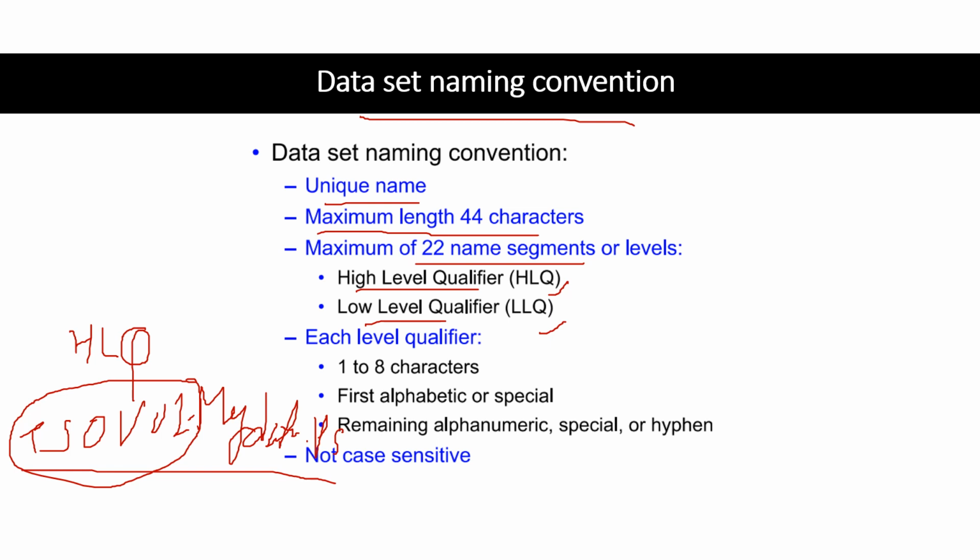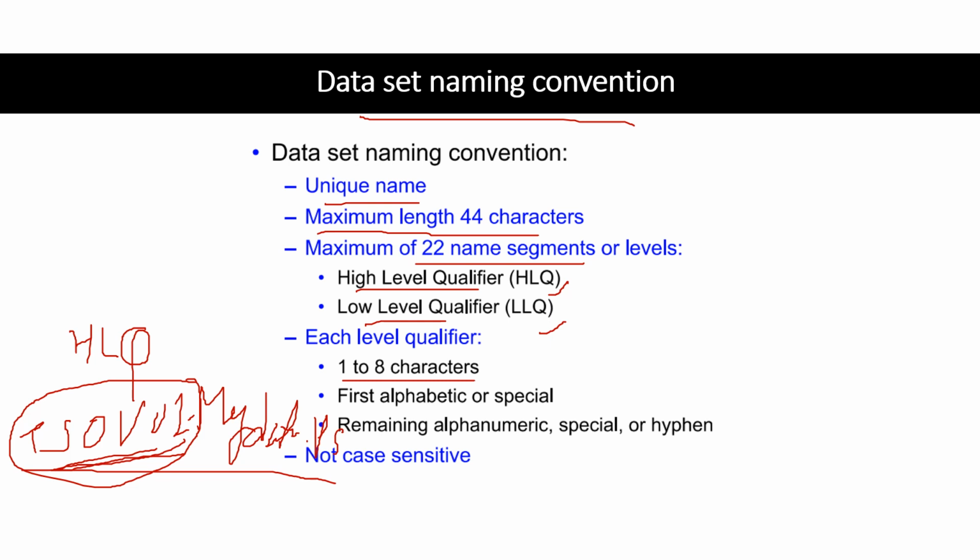Here each level qualifier is 1 to 8 characters. That means this name should not exceed 8 characters. Here I put only 6 characters: 1, 2, 3, 4, 5, 6. Six only. Okay. Not exceeding 8 characters.